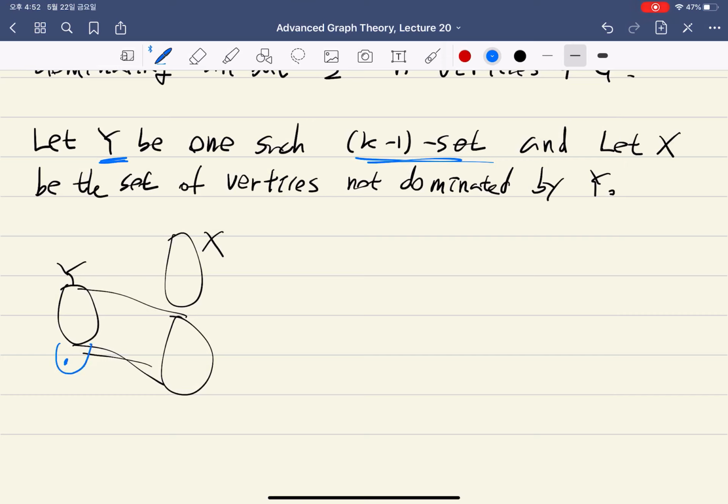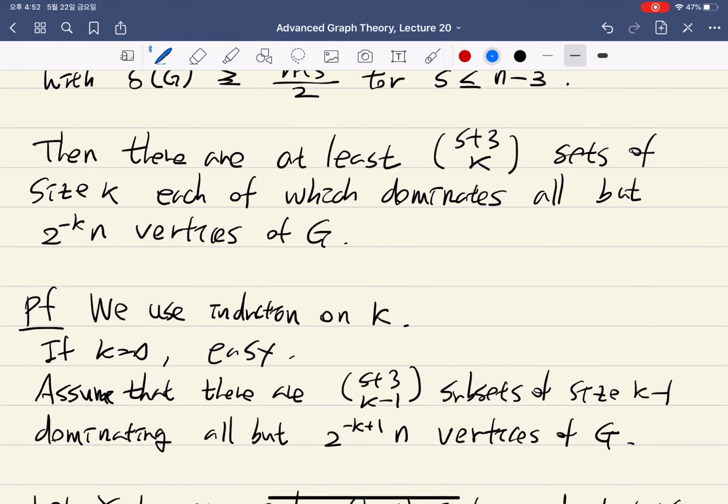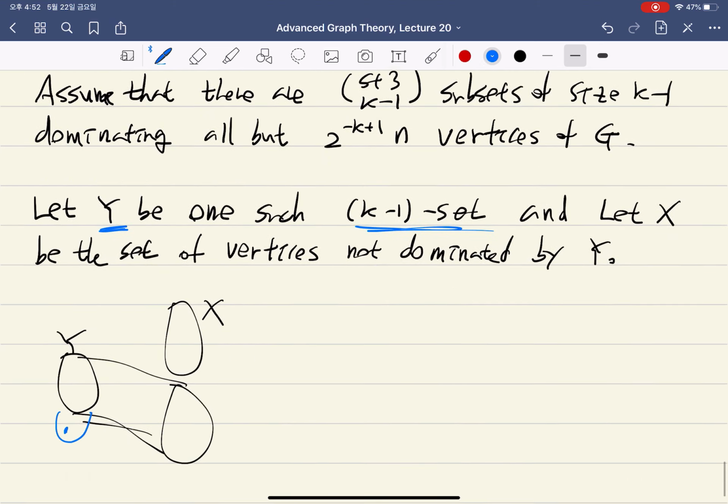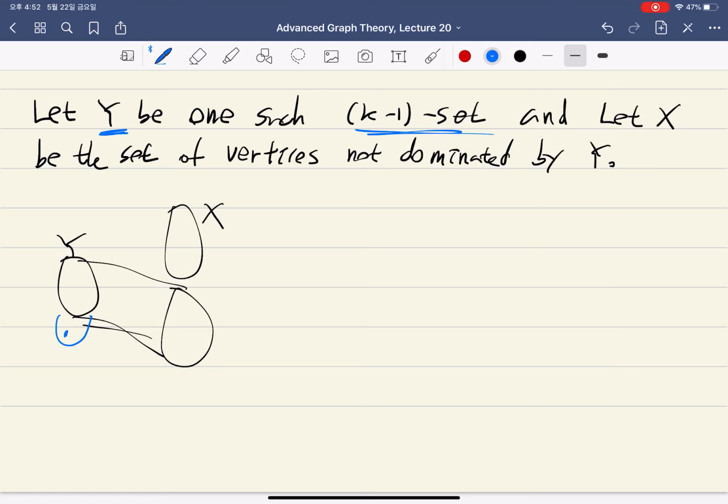But now, before, the non-dominated size was 2 to the minus k times n. Now we want it to dominate at least half more from X, so that the remaining part gets smaller by half. And the previous lemma gives you that there are at least a certain number of vertices which satisfy that. So whenever you add such a vertex to Y, you get a set that we want.